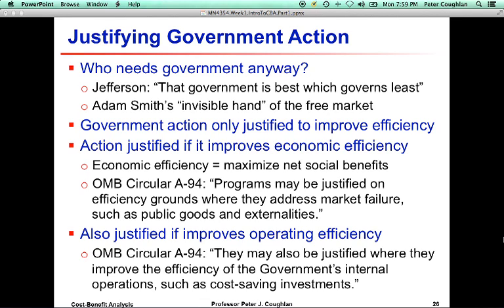But another notion of efficiency for which we advocate government action is operating efficiency, right? Programs, quote, may also be justified where they improve the efficiency of the government's internal operations, such as cost savings investments. In many cases, what you will be analyzing, or reviewing other people's analysis of, will be investments intended to improve the internal operation, the operating efficiency, of the government, or in particular of the Army Command or the overall Army enterprise.